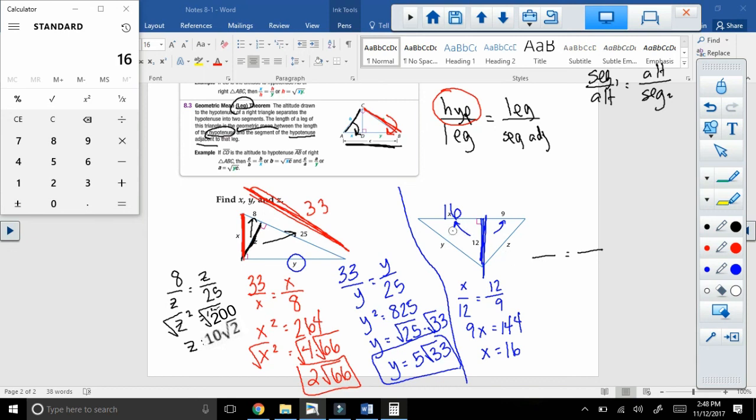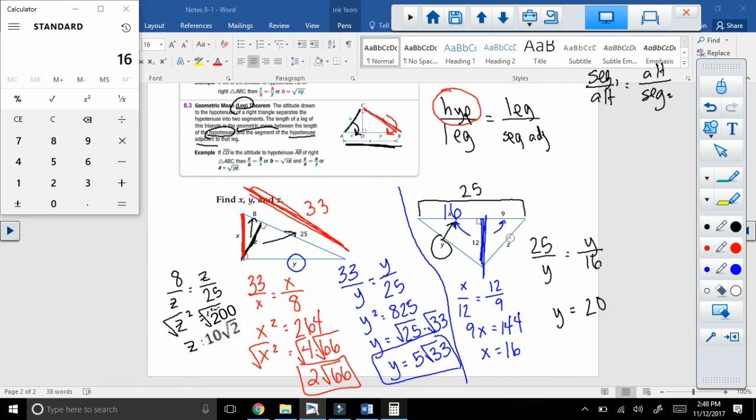So let's do y next. Y is a leg of this whole big triangle. So I'm going to put that in both of these spots. I need to find the whole hypotenuse. So that whole hypotenuse is 25. And then the segment that's adjacent to y is 16. When I solve this and I multiply, this ends up being a perfect square. So after you solve it, you should get y to equal 20, because that ends up being 400, and then take the square root of 400.